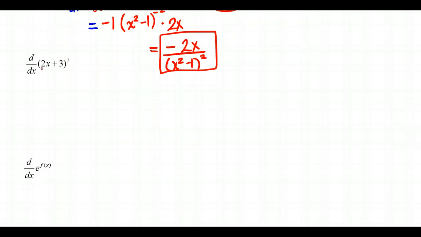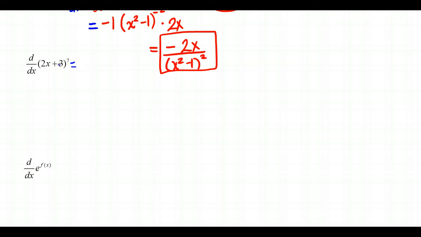And so now, let's take a look at the next one. So 2x plus 3 to the 7th. What I want to point out is that if we really wanted to, we could distribute here. But what that would mean is multiplying 2x plus 3 times 2x plus 3 times 2x plus 3, 7 times, and then doing all that distribution, and then using the power rule. So while it's possible to do this without the chain rule, it is not advised.